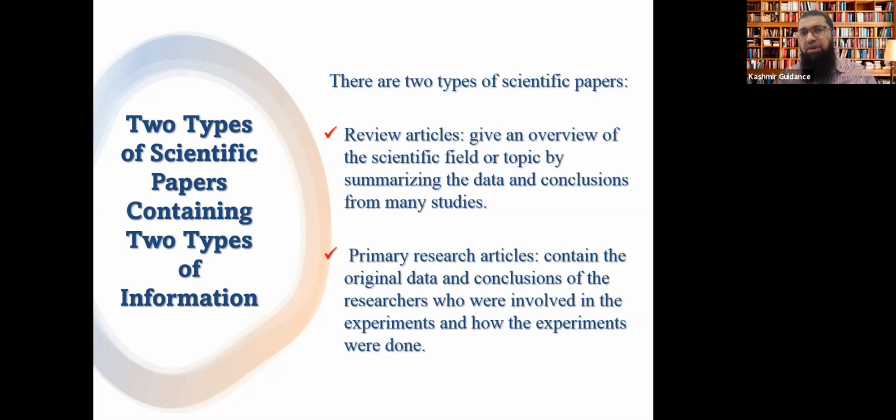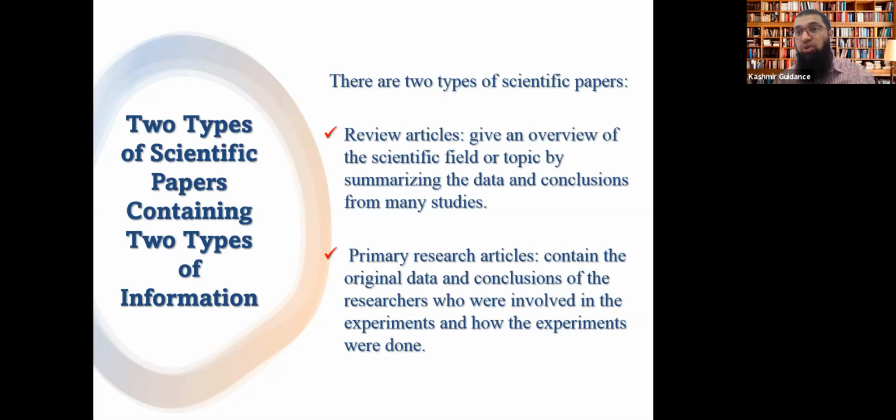The second type of article we have is called the primary research article. A primary research article usually contains the original data, your own data, the conclusive results, what we call the conclusion, which the researchers have themselves got from their own research. They have done their own experiments, and they also mention in the primary research article how the experimentation was done. So we usually have two types of articles. One is the review article, another is the research article or primary research article.